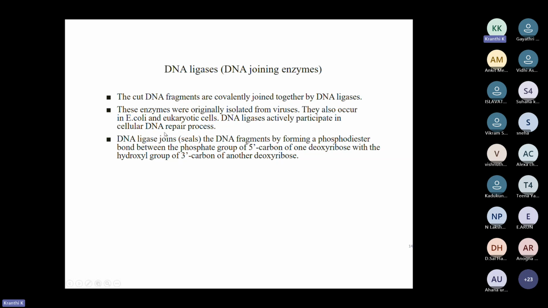These actively participate in cellular DNA repair process. Clear? So anyway, it will just ligase the phosphodiester bonds only, right? Whenever there is a cut in the phosphodiester bond, then they will ligase. It is nothing but they seal the DNA fragments, right? So these are the ligases.